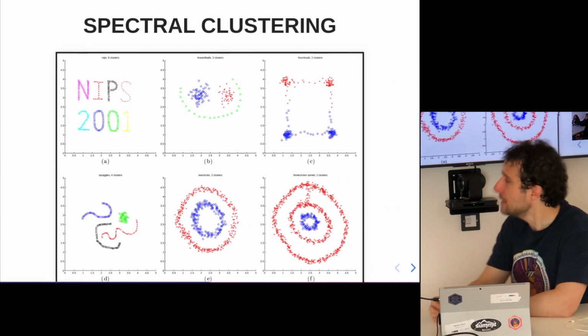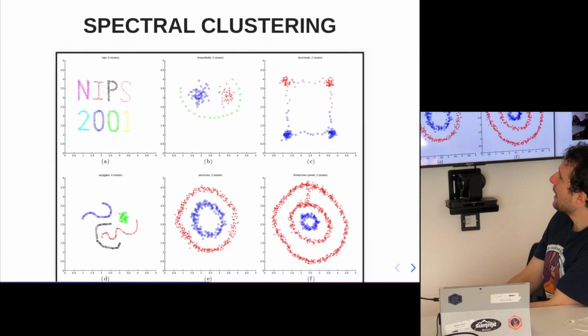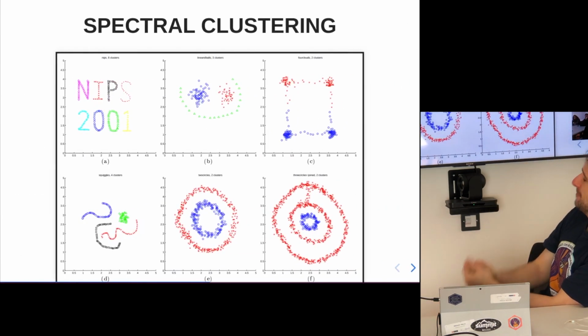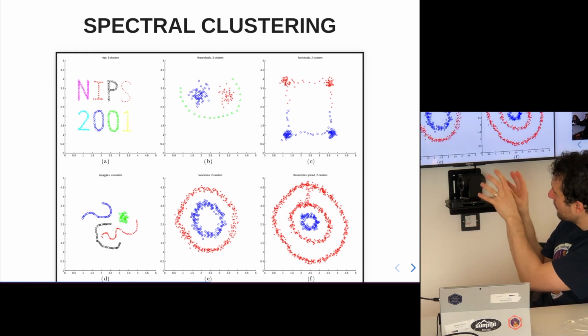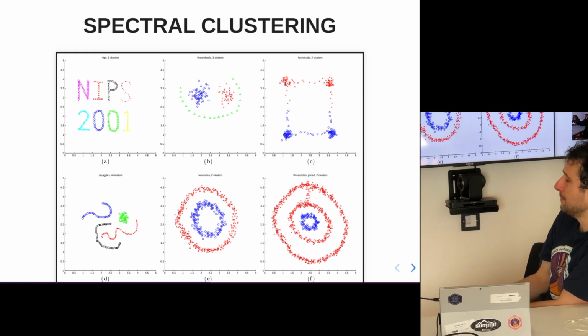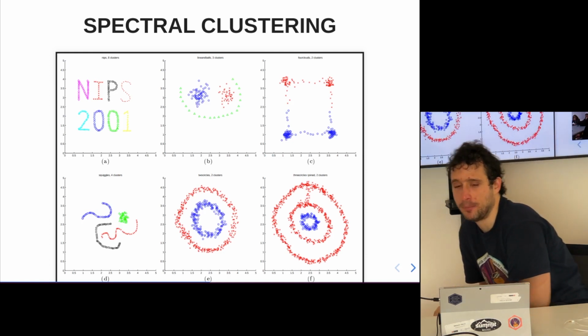The result is actually quite interesting. You can have clusters of very, very strange size, and it's really great if this is the problem that you're looking at. So if you want to have clusters of these sizes and shapes, then spectral clustering works well.